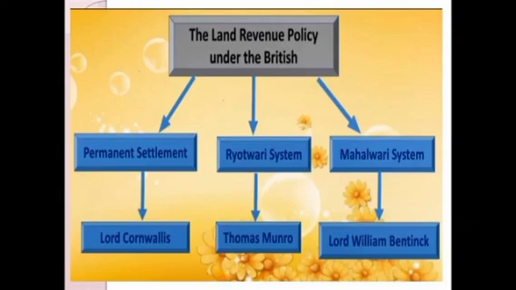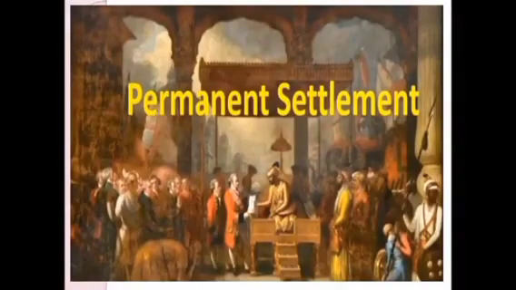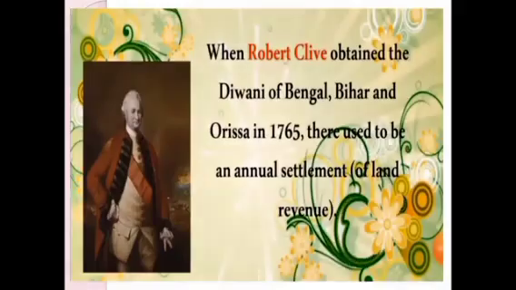Now let's see each settlement in detail. So the first one is permanent settlement. Permanent settlement was introduced by Lord Cornwallis. Now let's see the features and merits and demerits of this settlement. When Robert Clive obtained the Diwani of Bengal, Bihar and Orissa in 1765, there used to be an annual settlement, that is of land revenue.